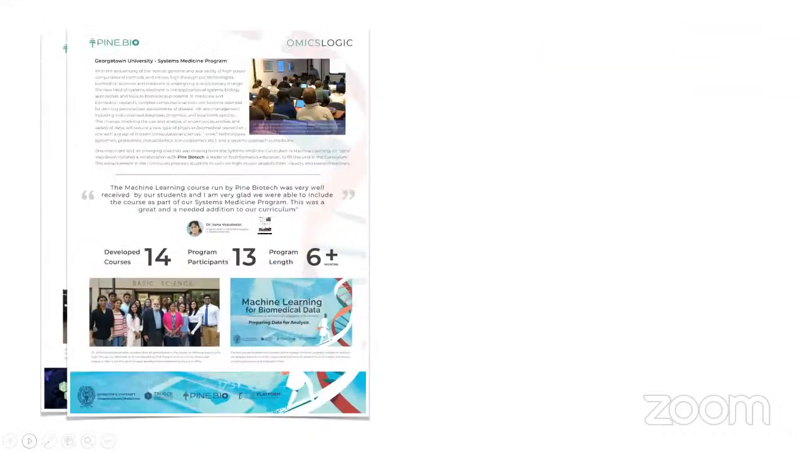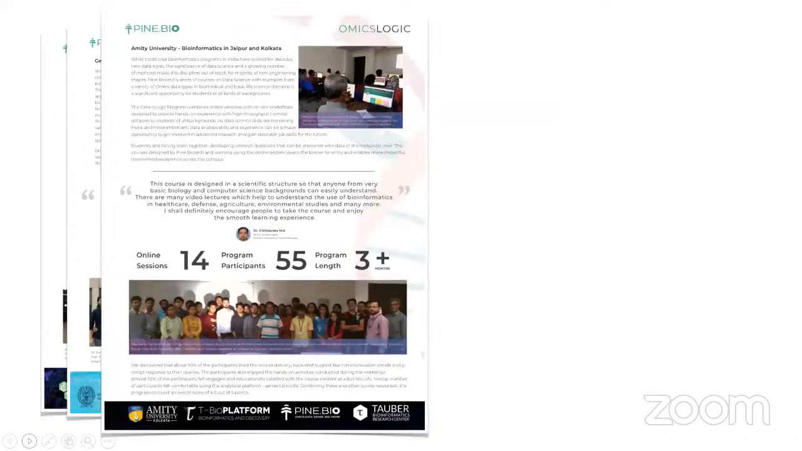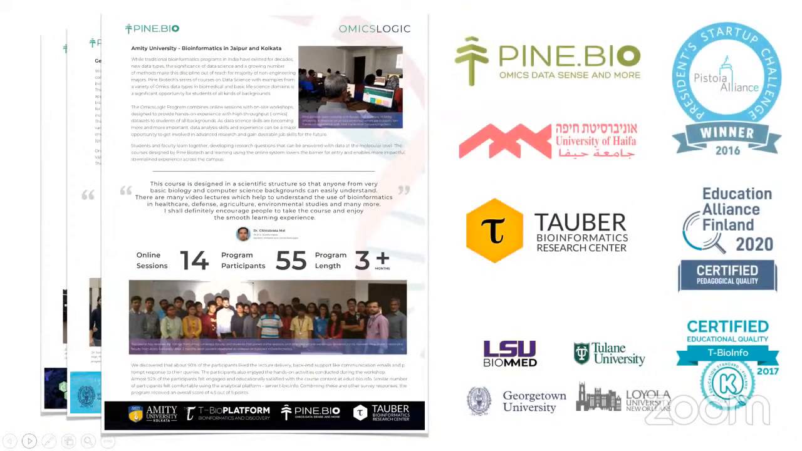We are a US-based bioinformatics company working with multiple academic and commercial collaborators to develop easy-to-use analytical tools, and our mission is to make bioinformatics more accessible. Omics Logic research-based training programs are a result of close collaboration between Pine Biotech and numerous academic institutions that have participated in content evaluation, curriculum review, and project design.